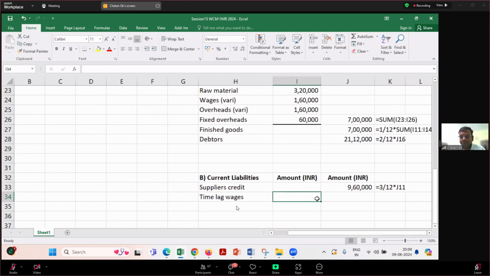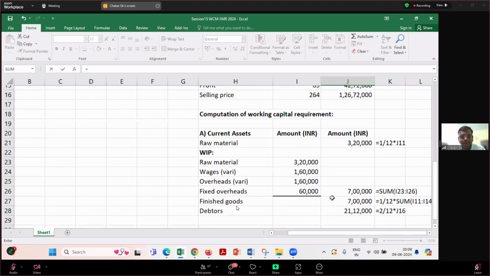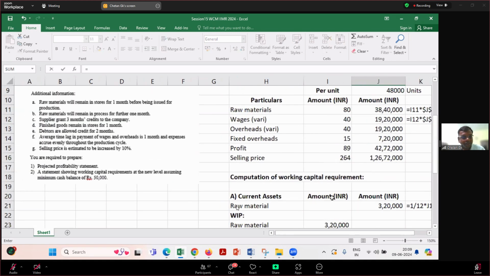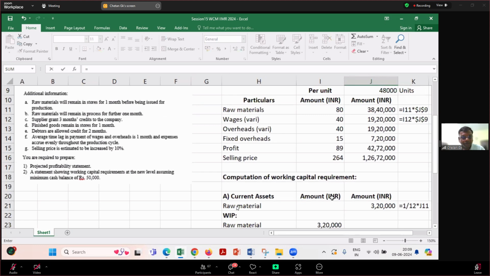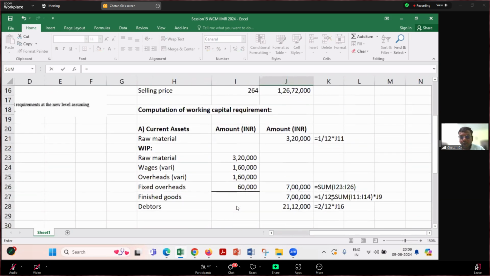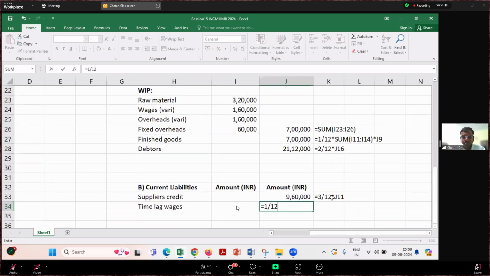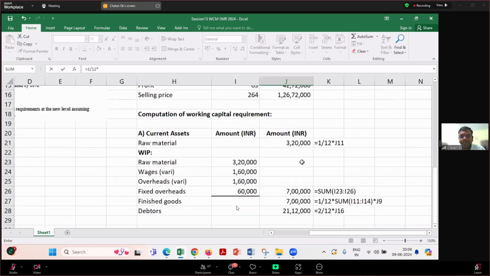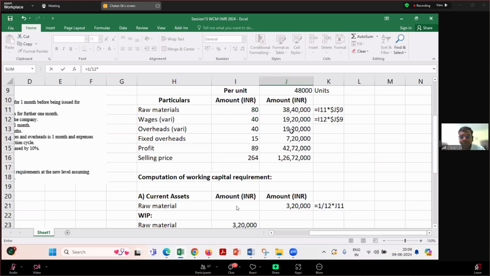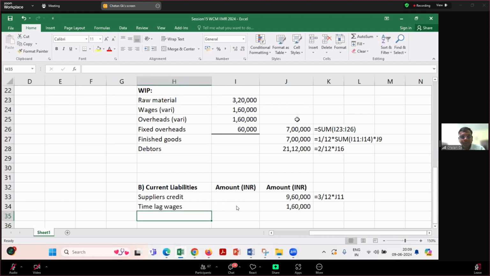So how much is wages? Time lag in the form of wages, how much is that? How much is the time lag? 1 month, right? So 1 month divided by 12, multiplied by wages. This is the time lag for wages.